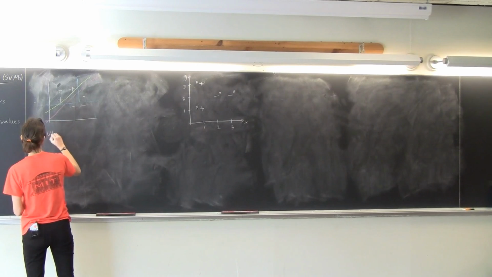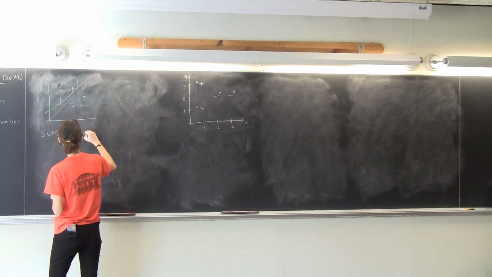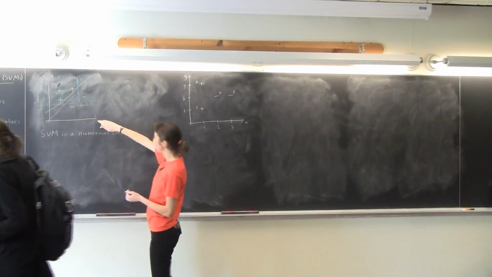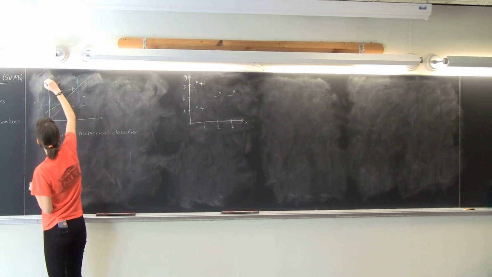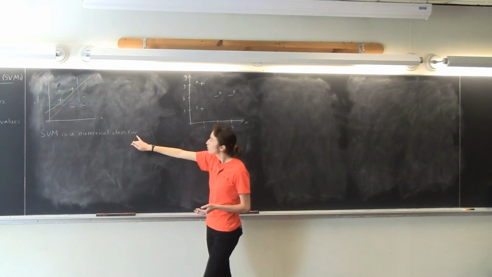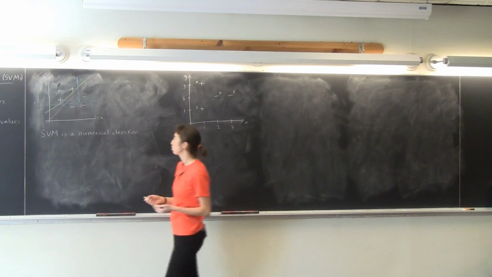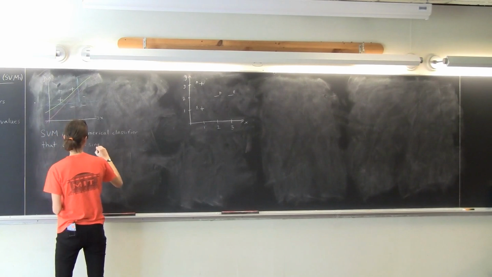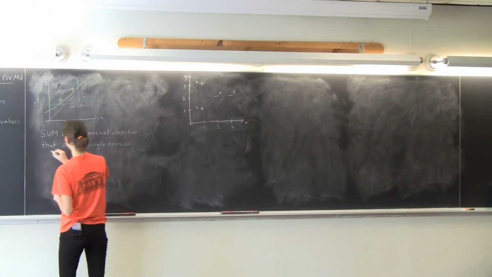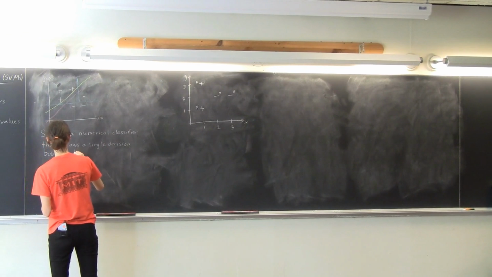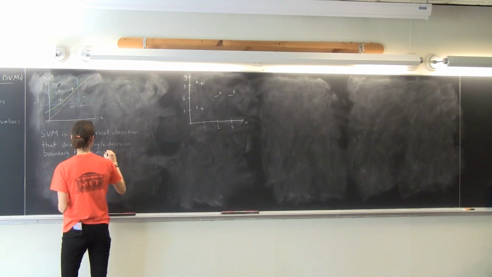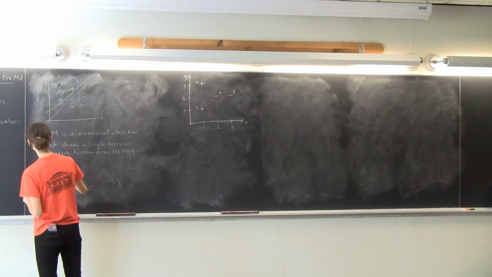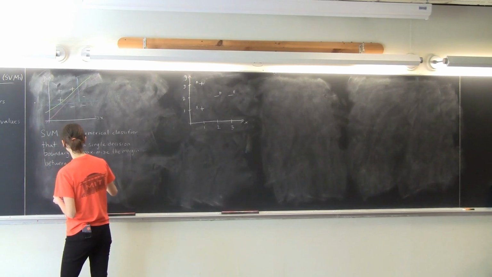So an SVM, or support vector machine, is a numerical classifier. What I mean by that is the data has these numerical features, which might be something like X and Y, so they're not symbolic features. Specifically, it's a classifier that will draw a single decision boundary such that it maximizes the margin width. So we could say it maximizes the margin between the plus and minus points.